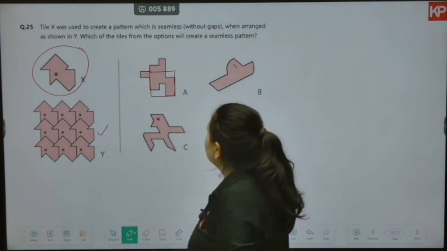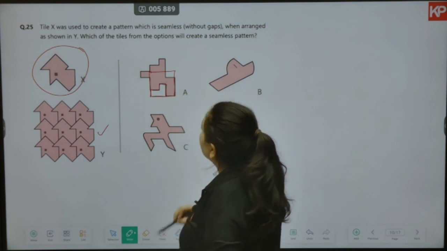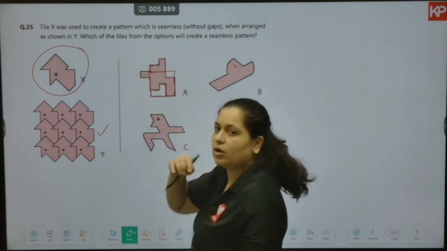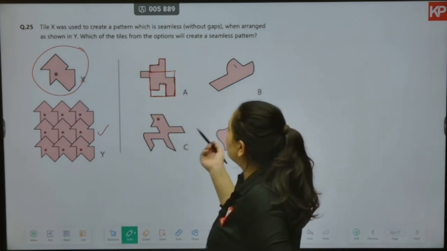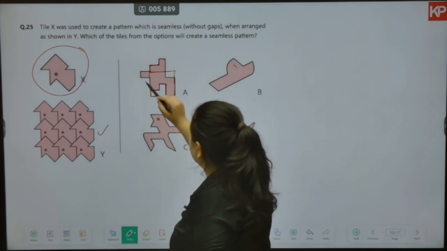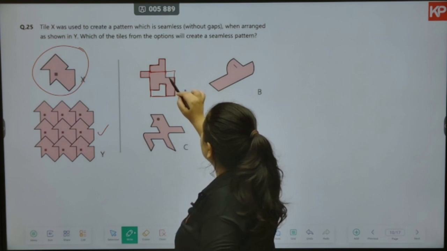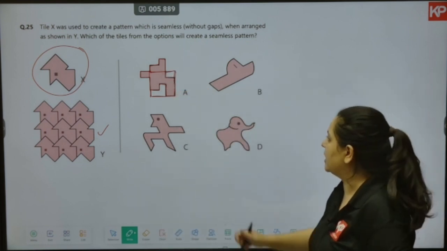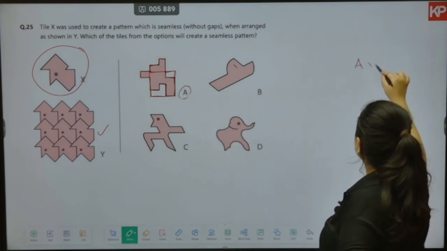Okay, what we are doing is we are subtracting this L shape from the bottom and we are adding this L shape at the top. So for the first checkpoint, that is bottom and top, it is going to tessellate. Now let's check what's happening with left and right. We are adding something here and the same shape in the same size we are deducting from the right side. So we know that A is going to tessellate.